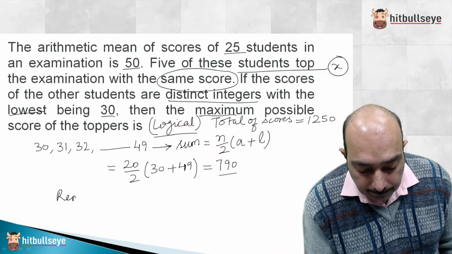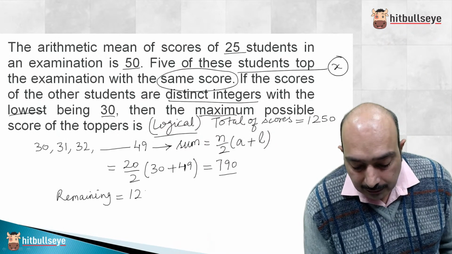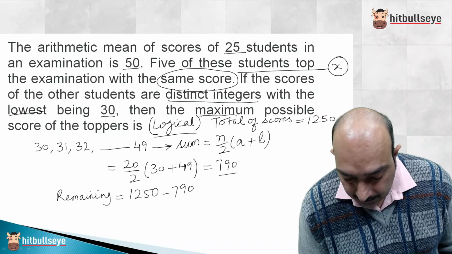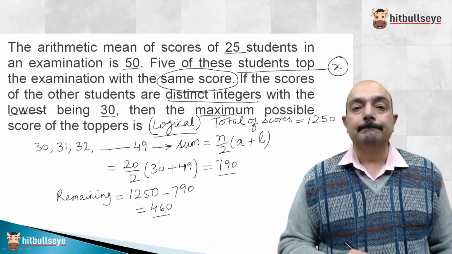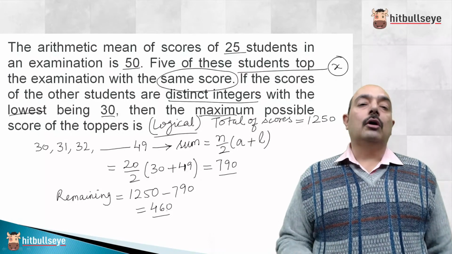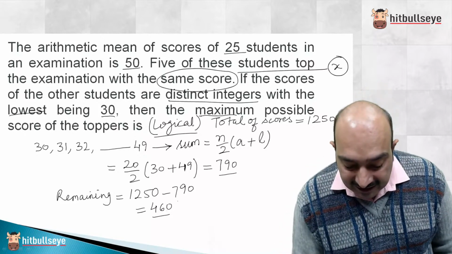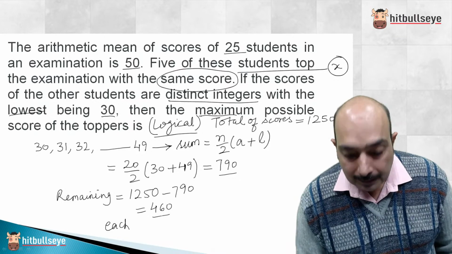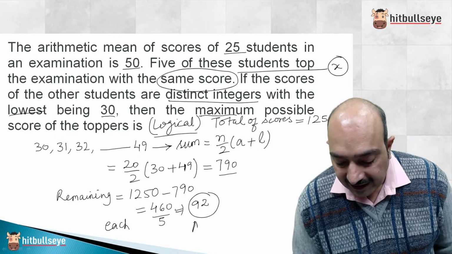What is the remaining score? I hope now you got it, most of you. How much is the remaining score? Can I say 1250 was the total? Please subtract 790. That's 460. So 460 is the total score of the top 5 scorers, and since all of them are scoring equally, each would be scoring, which is the value of x, 460. Please divide it by 5 and your answer of this wonderful question would be 92.